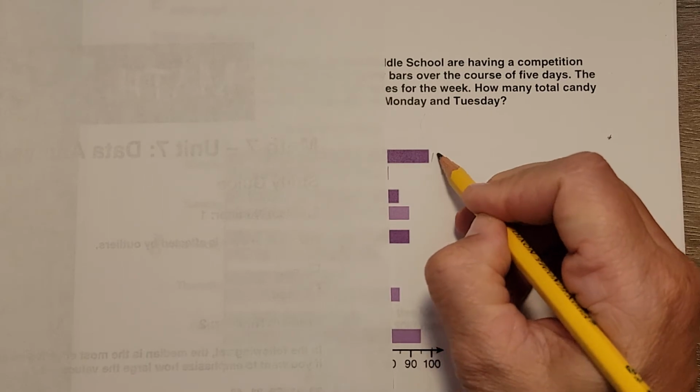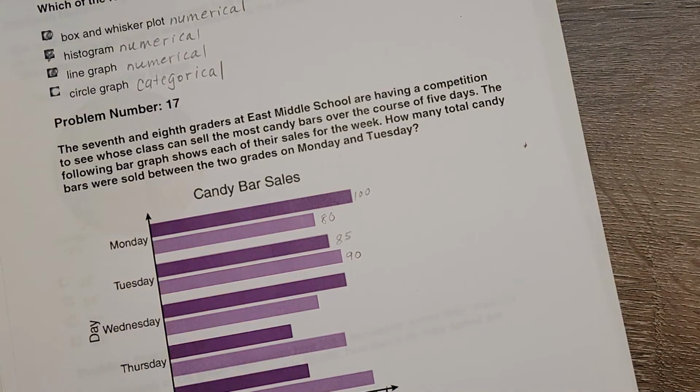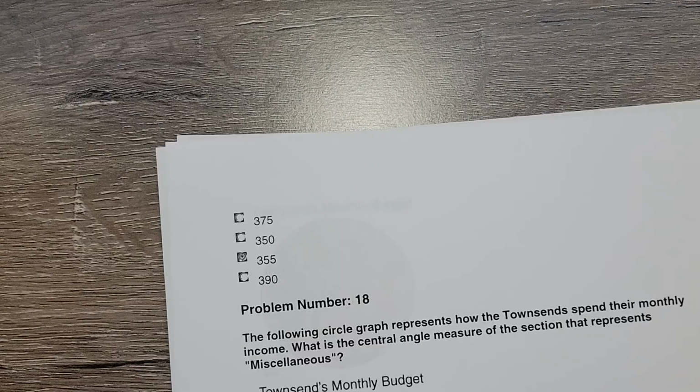This one pretty much lines up with 100, so that's 100. This one lines up with, I'd say, 80. This one lines up with 85. And then this one, 90. Okay? Add those four numbers up. 355.